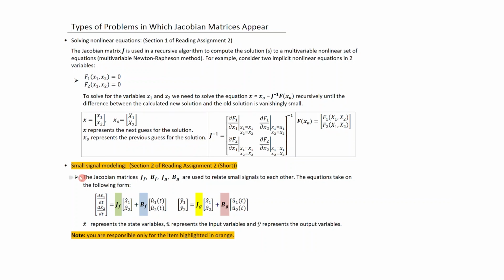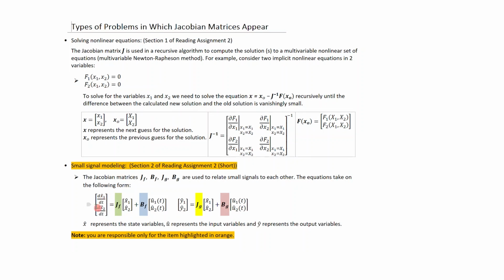What we will be doing, though, is looking at the notion of small signal modeling, which is covered in section 2 of reading assignment 2. And here we're going to end up with Jacobian matrices. These are used to relate small signals to each other, and these equations take on the following form.